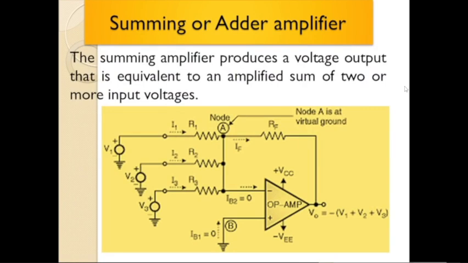So next comes the summing or adder amplifier. As the name indicates, we can understand the definition of each of these different types of amplifiers. The summing amplifier produces a voltage output that is equivalent to the applied sum of two or more input voltages. Whatever inputs we are providing to the inverting terminal, the output is going to be the sum of those input voltages, that is V1 plus V2 plus V3 and so on. But the output is going to be negative because we are applying the inputs to the inverting terminal.